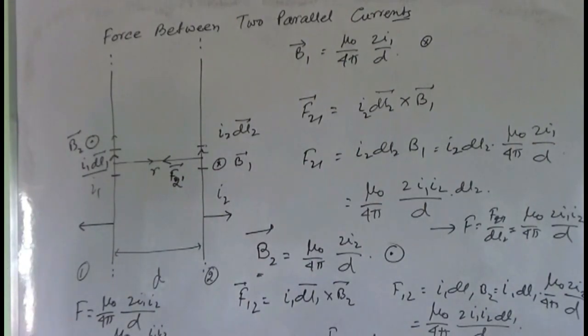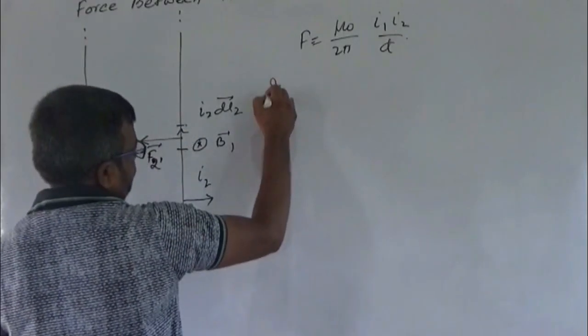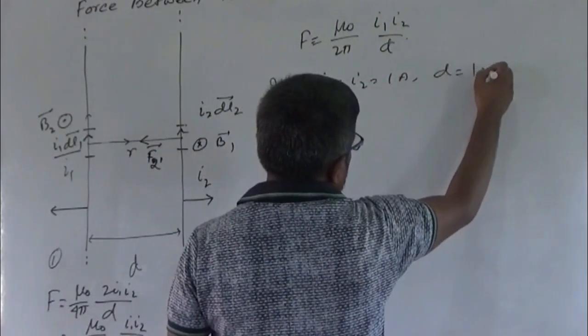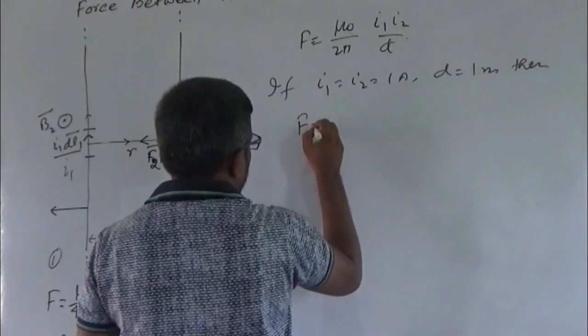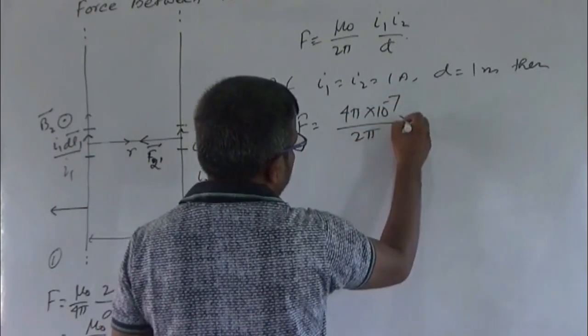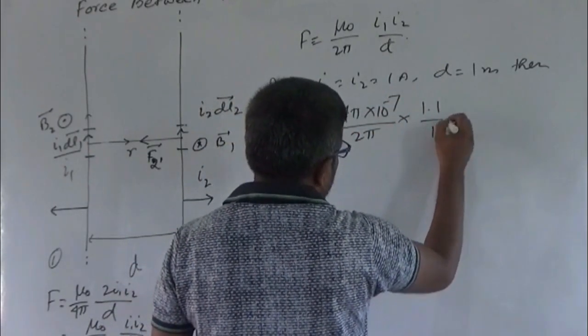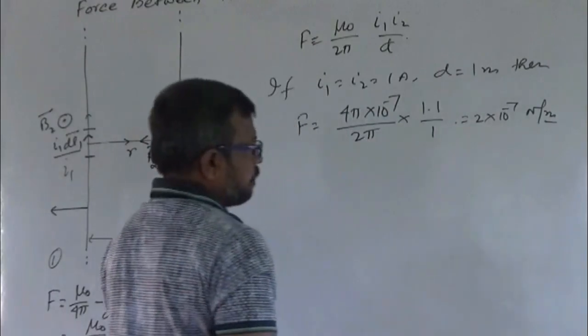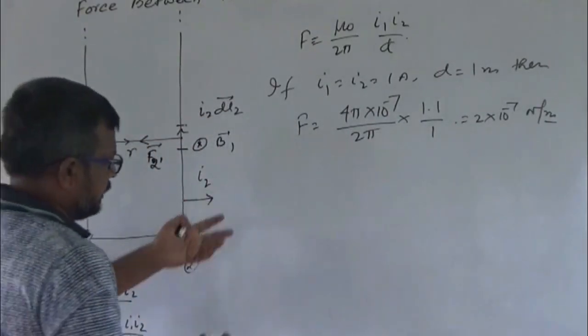Thus we can say two long parallel conductors carrying currents in the same direction attract each other, and if the currents are in opposite directions, they repel each other. If I1 is equal to I2 is equal to 1 ampere, d is equal to 1 meter, then F is equal to 4 pi into 10 to the power minus 7 by 2 pi into 1 divided by 1. That means you get 2 into 10 to the power minus 7 newton per meter. Clear?